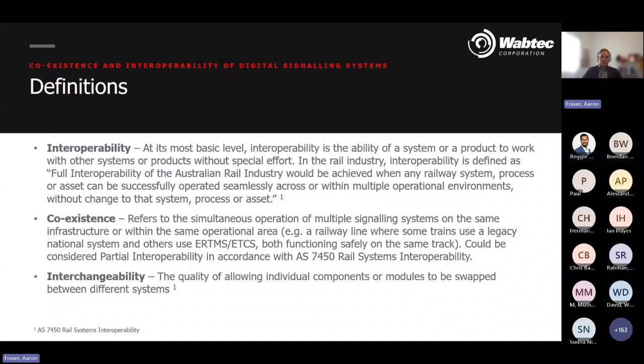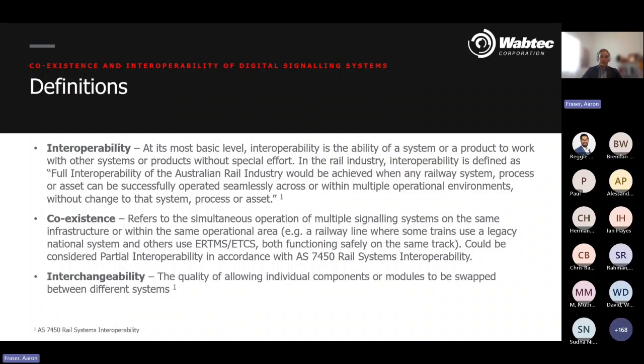When we talk about coexistence, this is a little different. It's when multiple signalling systems operate side by side on the same infrastructure or within the same operational space. A good example is a line where both a national legacy system and ETCS are in use in Europe, with trains running safely under either system. Or where a freight train equipped with a digital signalling system of one needs to run over another network with a different digital signalling system. It's sometimes referred to as partial interoperability and is acknowledged under standards like AS 7450.